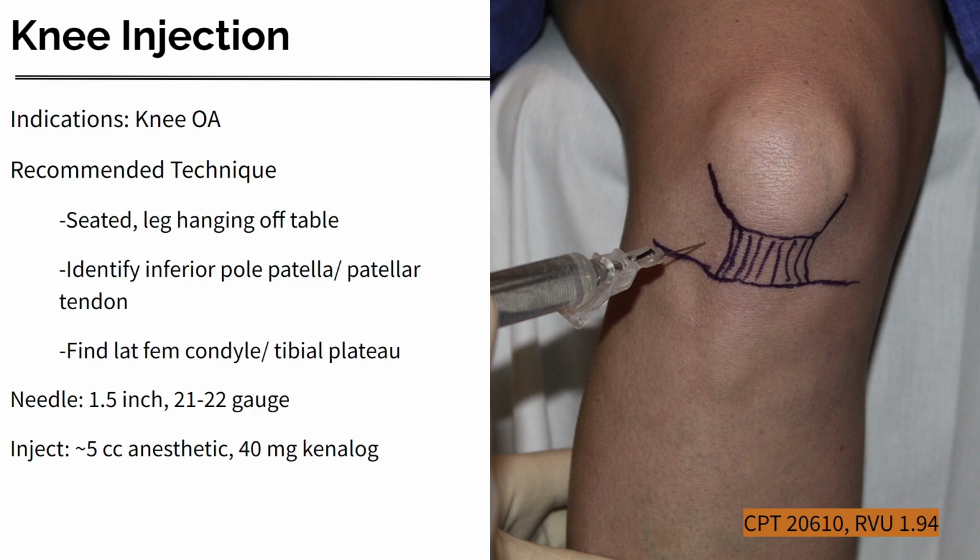And the neurovascular bundle is in the popliteal fossa, so it's very much impossible or nearly impossible to cause any catastrophic injuries if you inject from the front.